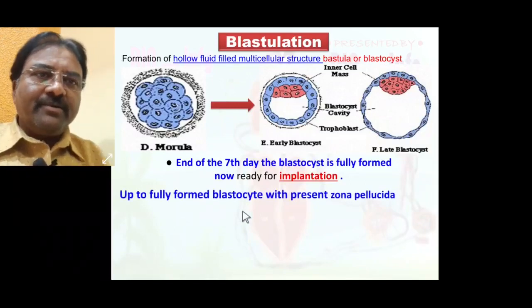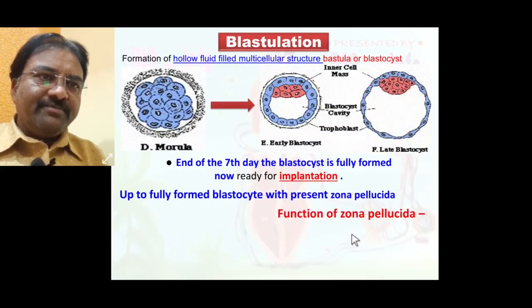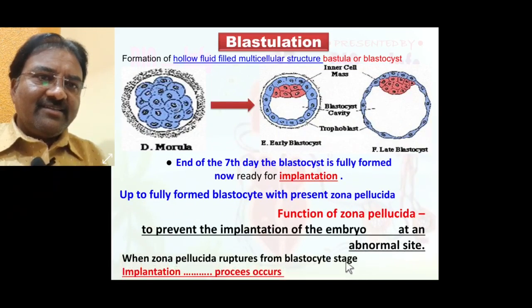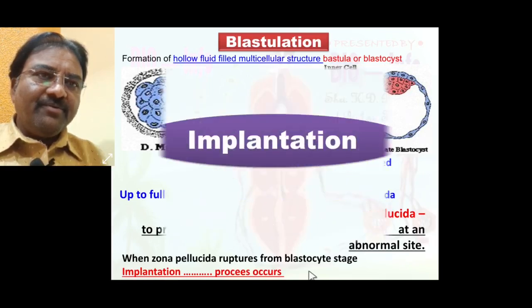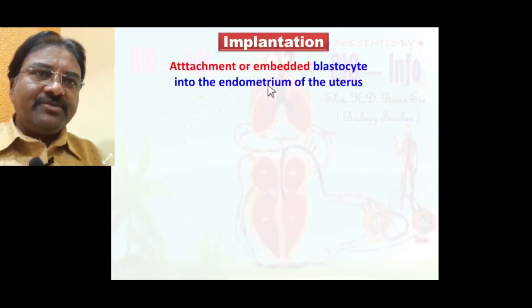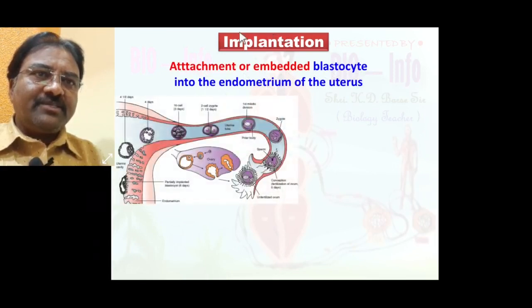The fully formed blastocyst is surrounded by the zona pellucida. The function of the zona pellucida is to prevent implantation of the embryo at an abnormal site. When the zona pellucida ruptures at the blastocyst stage, the implantation process occurs. During implantation, the blastocyst attaches to and embeds in the endometrium of the uterus. This process is called implantation.